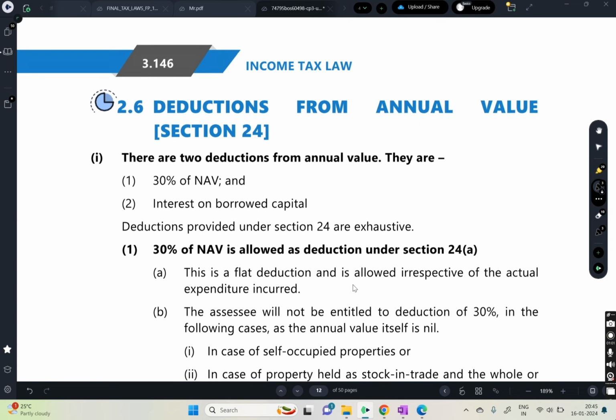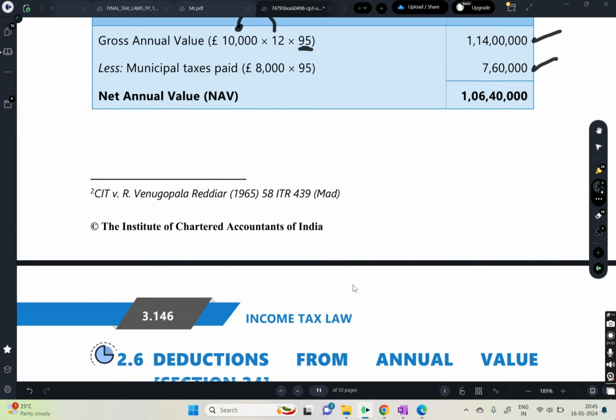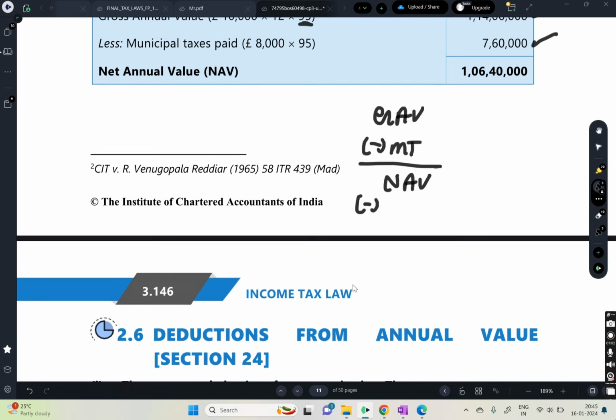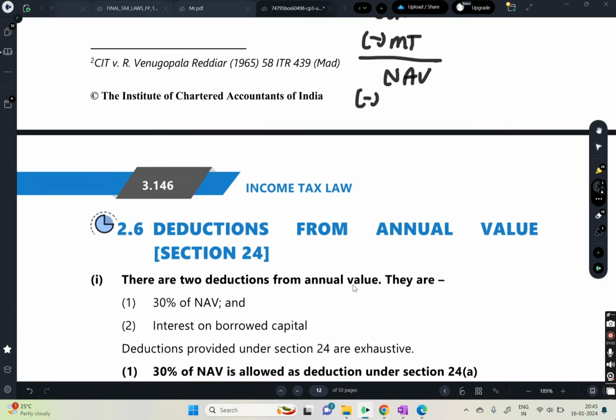Now, if you remember the format, first we find out the GAV, then we deduct the municipal taxes, then you will get the NAV. From there you will deduct the deductions. We have only two deductions in this chapter. One is 30% of the NAV, flat deduction. Let's just say your NAV is 1 lakh. Then I will give 30%, that is 30,000. So the remaining 70,000 I will tax.